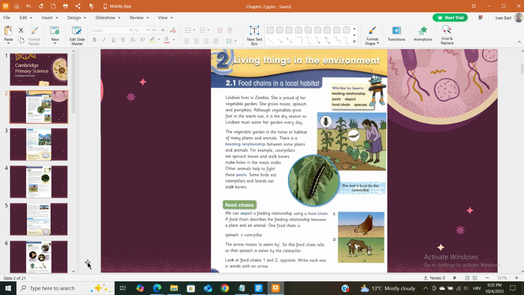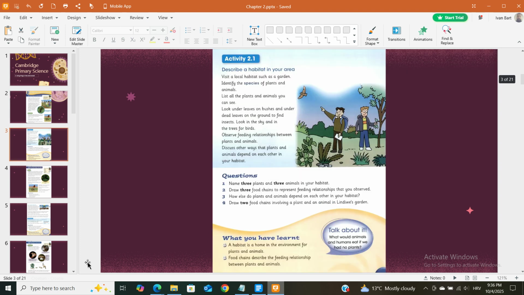Food chains. We can depict a feeding relationship using a food chain. 1. A food chain describes the feeding relationship between a plant and an animal. One food chain is spinach, caterpillar. The arrow means "is eaten by". So this food chain tells us that spinach is eaten by the caterpillar. Look at food chains 1 and 2, opposite. Write each one in words with an arrow.